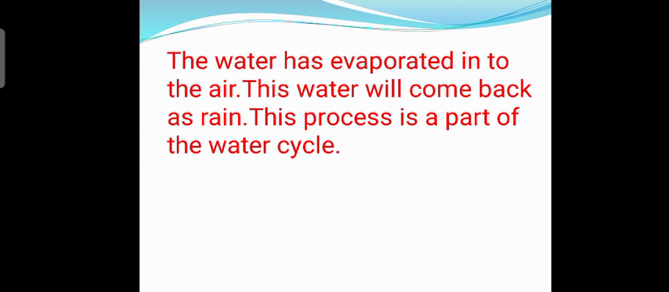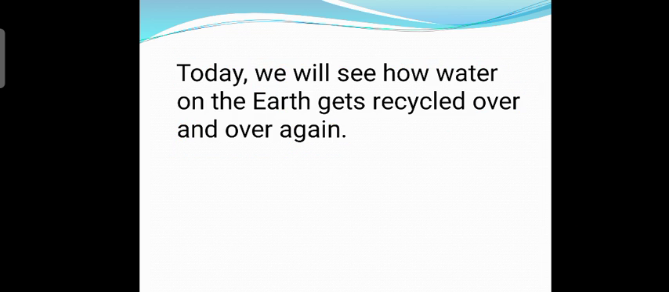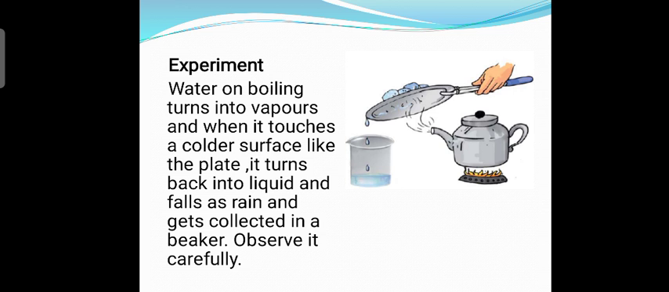Let's see, students. The water has evaporated into the air. This water will come back as rain. This process is a part of the water cycle. Students, today we will see how water on the earth gets recycled over and over again. For understanding this concept of water cycle, we will perform one experiment.